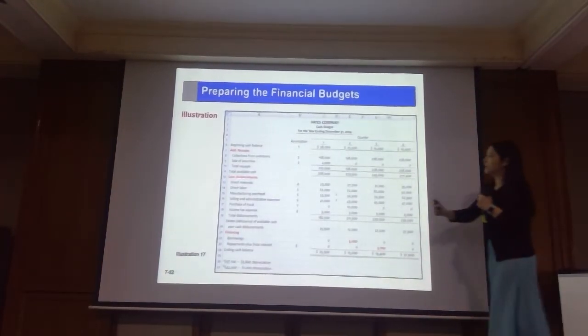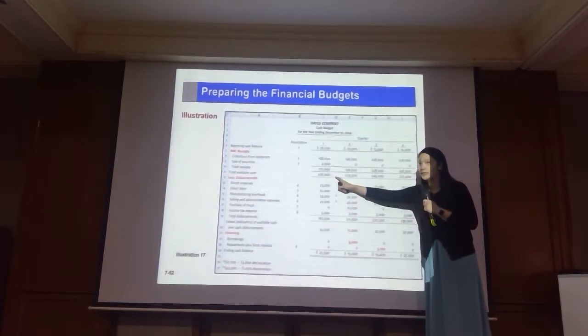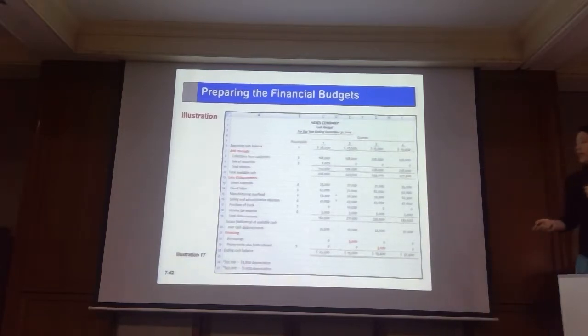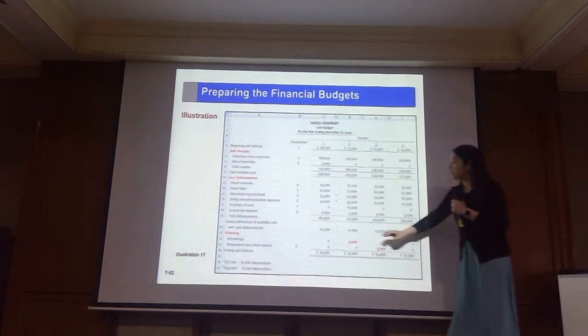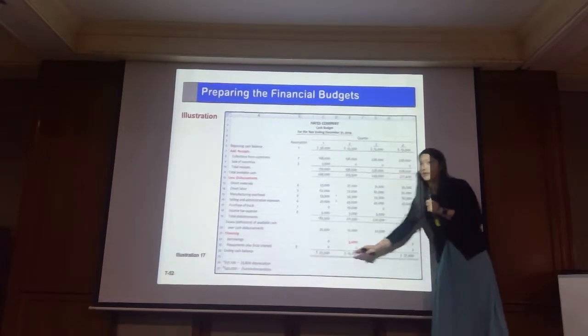And then you just subtract the cash payment from the total cash that you have, so you will have the cash left equal to 25,500. Okay, this one is more than the minimum balance, so you should be okay with that.